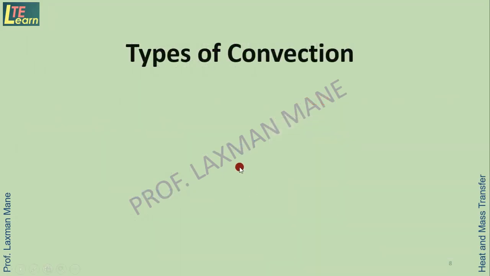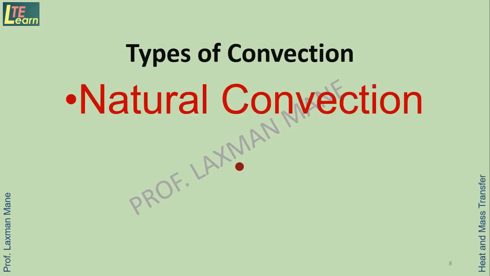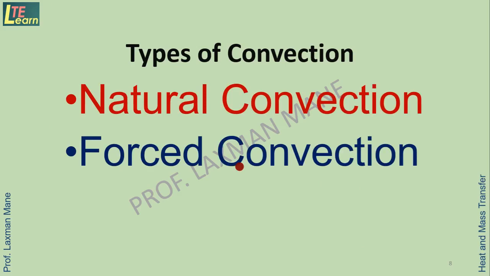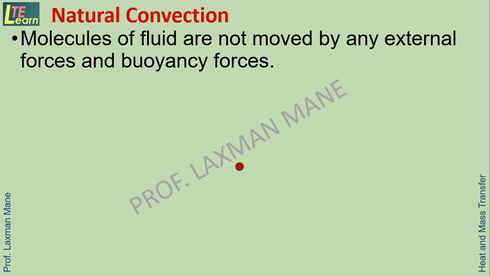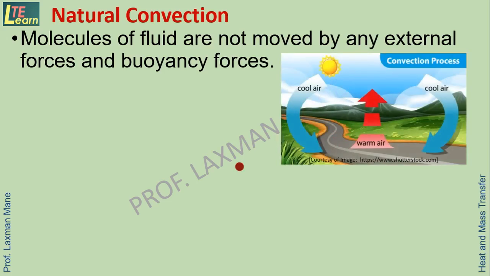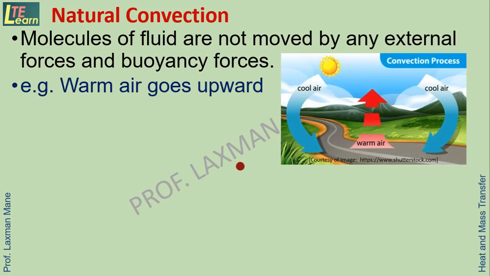Types of convection. There are mainly two types: natural convection and forced convection. Natural convection: molecules of fluid are not moved by any external force, only by buoyancy forces. For example, as shown here, cool air comes down and warm air goes upward. This happens because of the convection process.